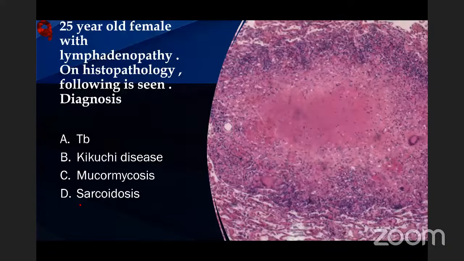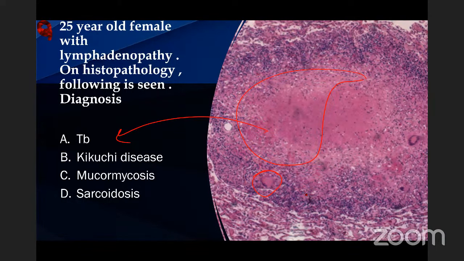Now always remember, if you see this pink colored material in the tumor in the center, this is your caseation necrosis. Caseous necrosis is usually seen in TB. This you have to remember. So this is caseous necrosis with epithelioid cells, and you can see here Langhans cells. That may even make the diagnosis of TB more suggestive.